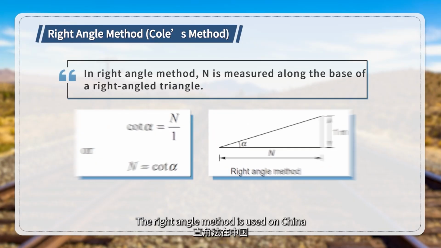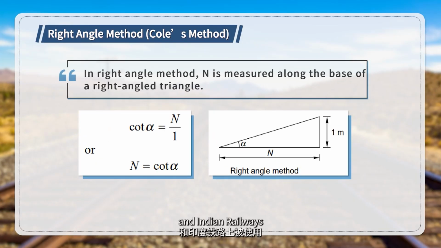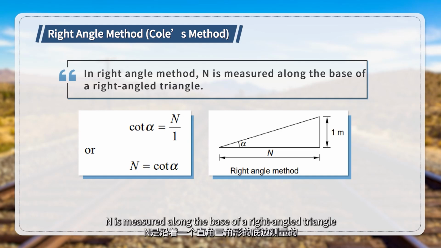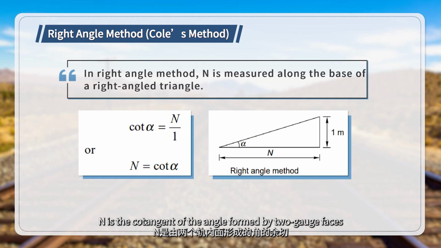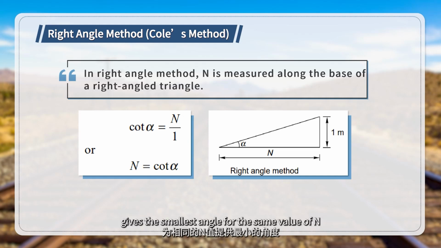The right angle method is used on China and India railways. In this method, n is measured along the base of the right angle triangle. This method is also called Cone's method. In the right angle method, n is the cotangent of the angle formed by the two gauge faces. This gives the smallest angle for the same value of n.